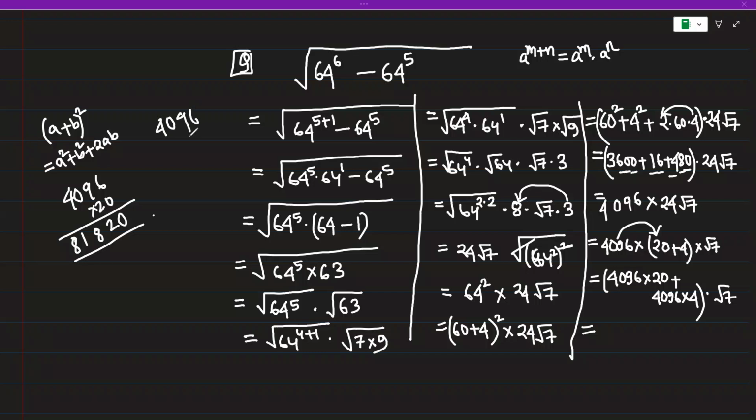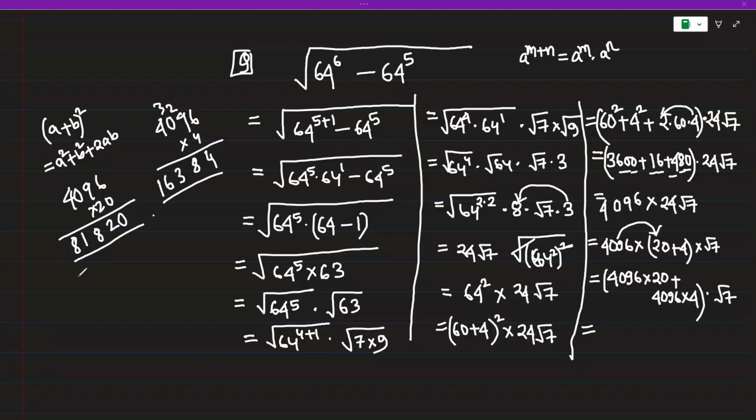4096, we have to multiply with 4 also. 4 times 6, 24, 2 carry. 4 times 9, 36 plus 2, 38, 3 carry. 4 times 0 will be 0, adding 3, so 3. 4 times 4 will be 16. Now these two values we have to add.